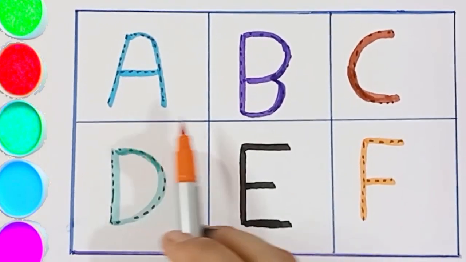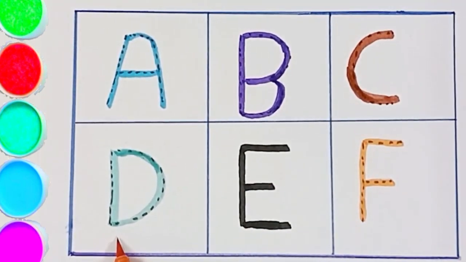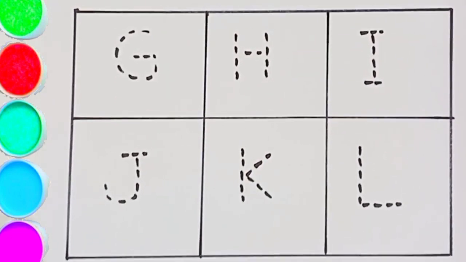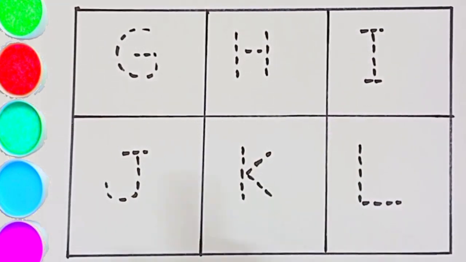A for apple. B for ball. C for cat. D for dog. E for elephant. F for fish. G H I J K L.